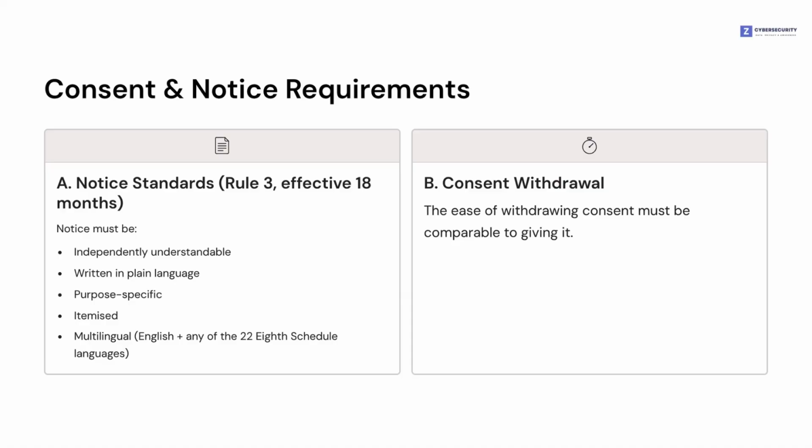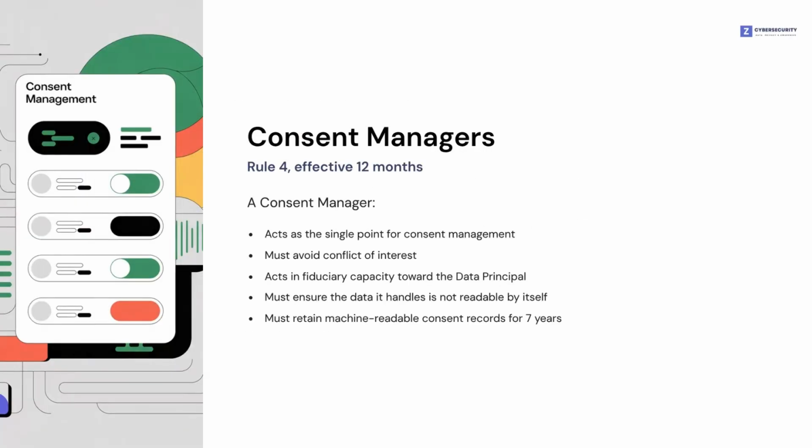Now, with consent flowing from multiple channels, how do you manage consent at scale? That's where consent managers come in. Consent managers, Rule 4. Consent managers are regulated entities designed to give individuals a single, unified place to manage consent across platforms. They must avoid conflict of interest, act only in the user's best interest, store consent in a non-readable format, retain consent records for at least 7 years. If you're wondering whether your product or platform needs to integrate with consent managers, tap the I button on your screen for a dedicated explainer.